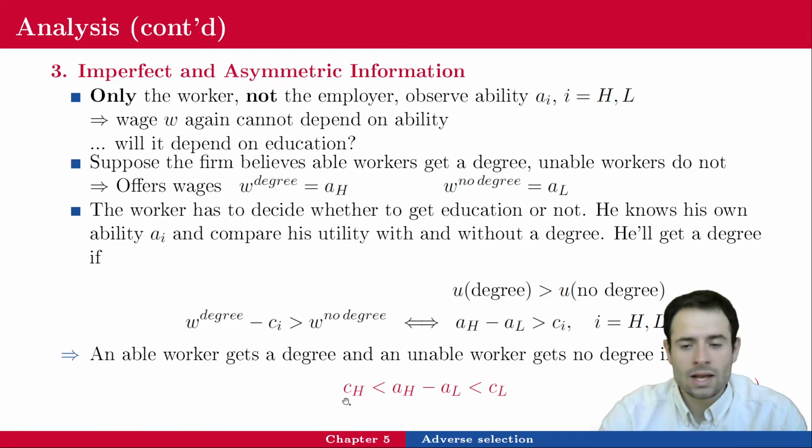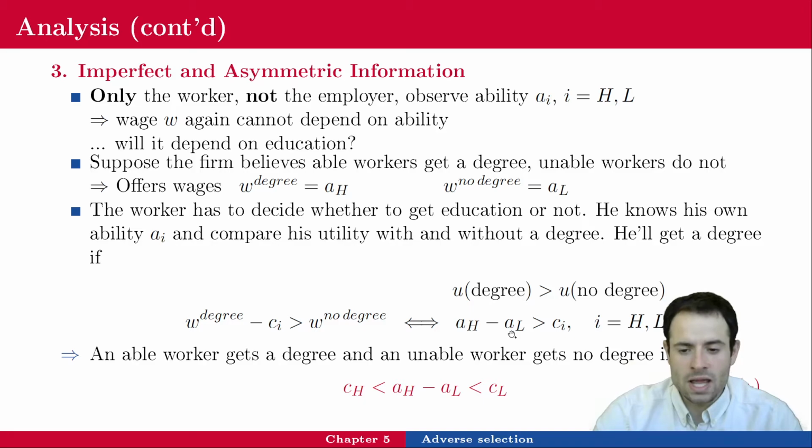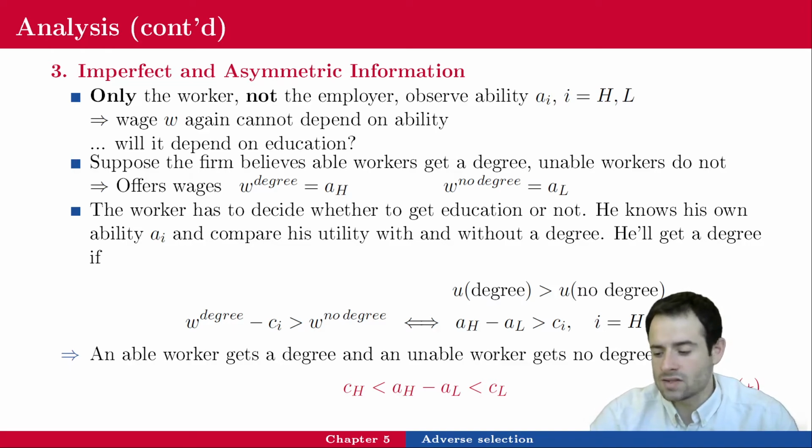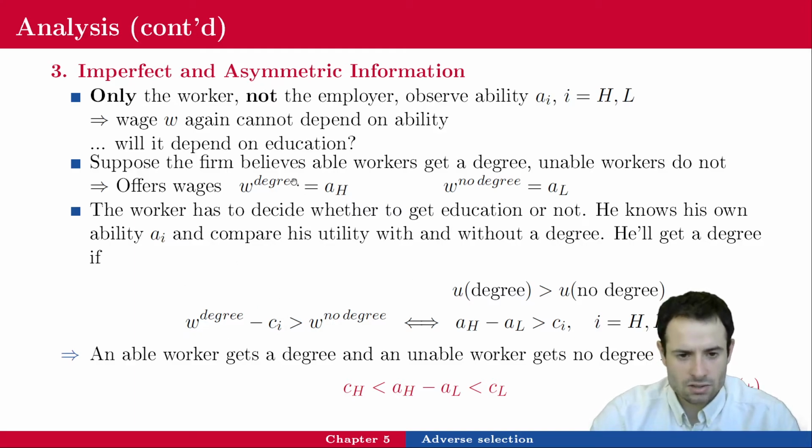Okay? Now, let's look at a low ability worker. Here I would be replaced by L, but we're looking for a condition where the low ability workers do not get an education. So they do not get an education if this inequality is violated. So it means that CL would be bigger, the opposite, than AH minus AL. Or if you flip the inequality, AH minus AL would be smaller than CL. And that gives you the second inequality. You do not need to learn those inequalities by heart. What you need to know is how to compare expected utility or utility with different decisions. Okay? And then, once you replace by the numbers, you will find the required inequalities.